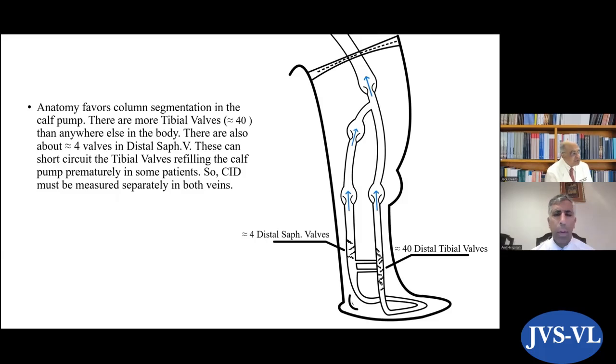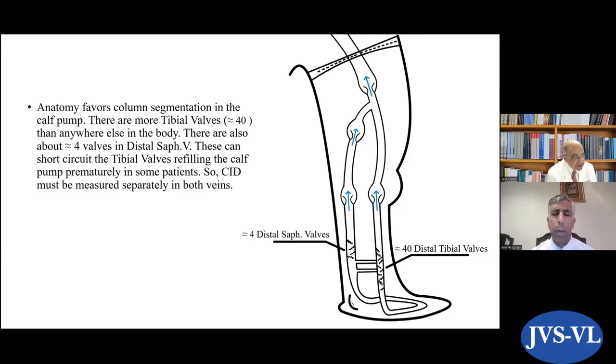Anatomy favors column segmentation and long duration of closure in the calf pump. There are more tibial valves, about 40, than anywhere else in the body. This is not well described in our clinical textbooks, but this has been a long-established anatomical fact. There are also about 4 valves in the distal saphenous vein in the lower third of the leg.